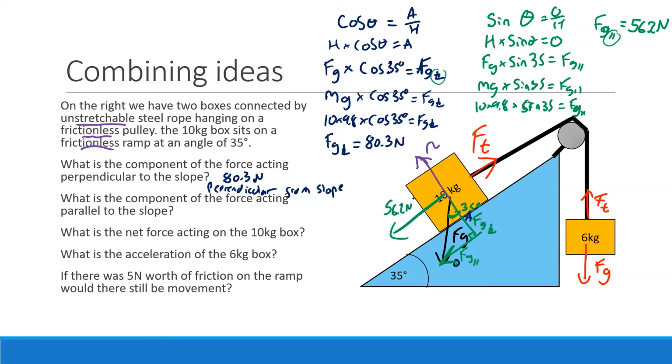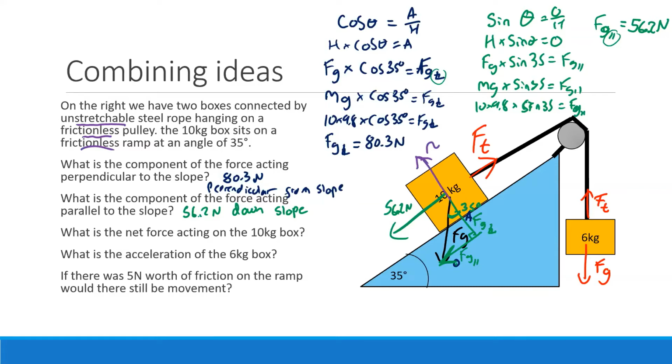Beautiful. So that's this force here, 56.2 newtons down the slope. Or you could just write parallel to the slope, whatever. So it might look like we haven't really made much progress, but actually we've come pretty far through this question. The rest of this question, in my opinion, is going to be pretty easy.